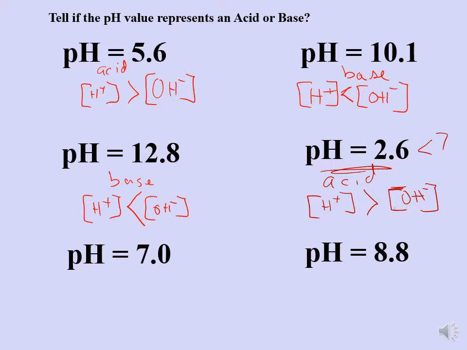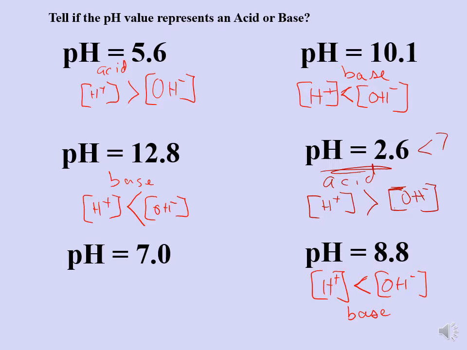8.8, it's close to 7, but it's not 7. So again, the hydrogens and hydroxides are definitely not equal, and even here, just because it's close to 7 doesn't make it 7, so you still have a base where you have more hydroxide than hydrogen.